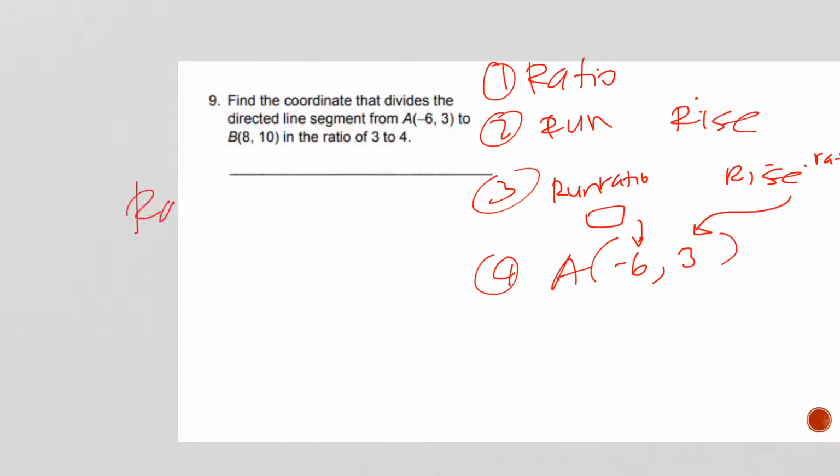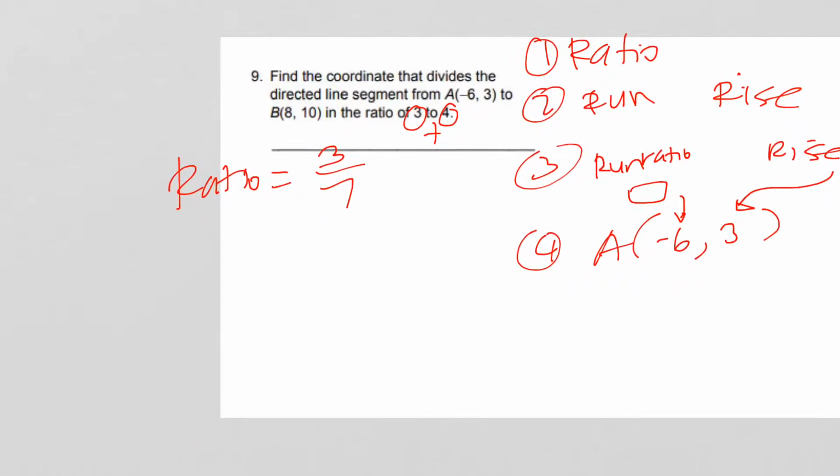So first of all, the ratio is equal to 3 over 7. 3 because that's the first value, and 7 because the sum of 3 and 4 is 7. So if you write 3/4, that's wrong. That's step 1. Step 2, I need to find the rise over run.